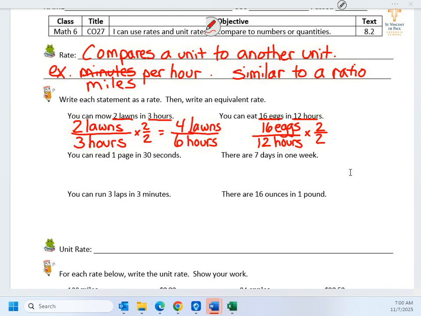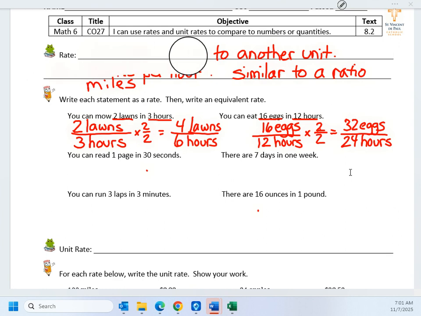So here we have 16 eggs times 2 gives us 32 eggs. And 12 hours times 2 gives us 24 hours. Again, remembering to put your labels. And again, 32 eggs in one day, way too many eggs. Do not recommend.